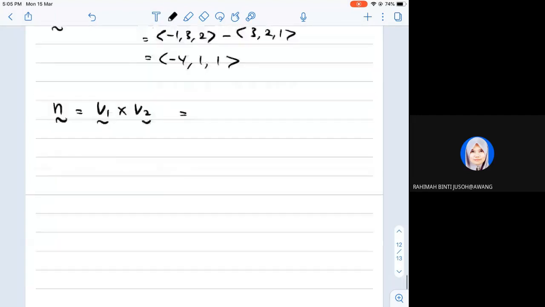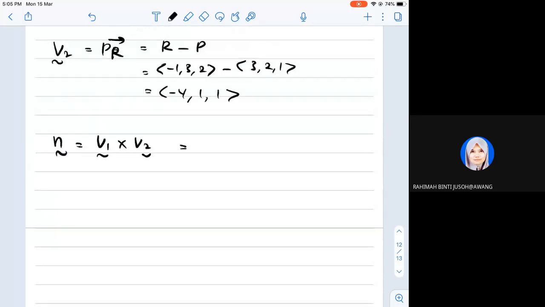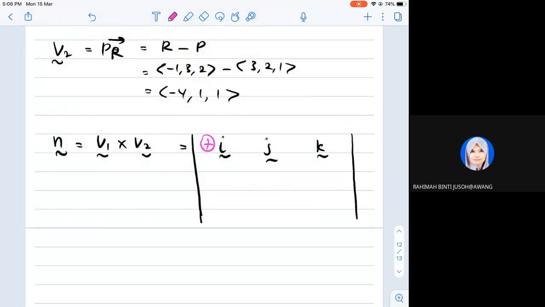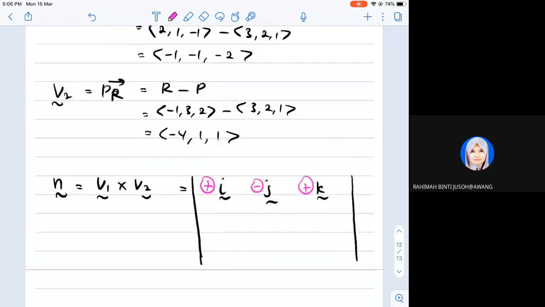Okay, it's like this. Kita akan ada absolute ni. And then we have I, J, K. And then we should put plus minus alternately, like this. Okay, so V1. What is our V1? V1 is negative 1, negative 1, negative 2.